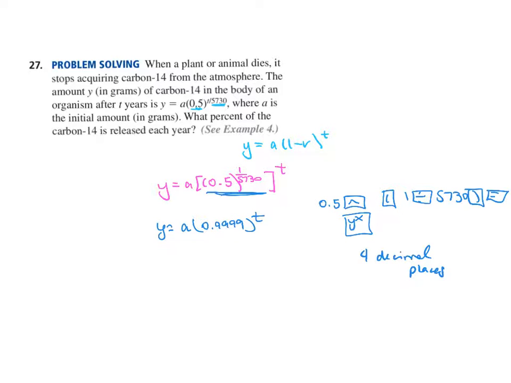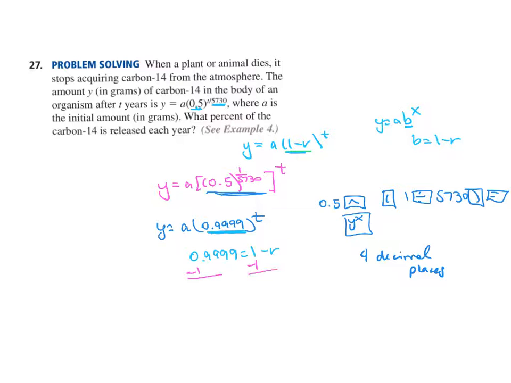It's raised to the t. Now, this is decay. So remember, in order to find r, this is the number inside, 1 minus r. Remember, in the general exponential equation, y equals a b to the x, that this b is 1 minus r. So currently b is this number, so b equals 1 minus r. So in order to solve for r, we do 0.9999 equals 1 minus r, and then we solve for r.